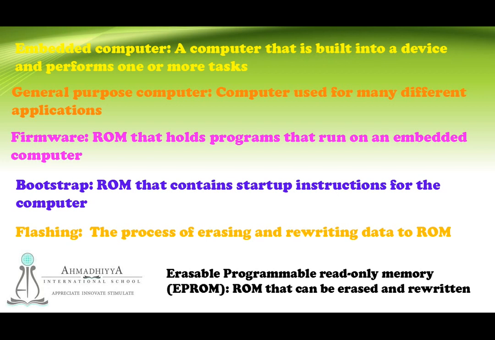There are certain types of ROM that can be erased and rewritten to. This type of ROM we call EEPROM, meaning erasable, programmable, read-only memory. This type of ROM can be found in devices where the firmware may be upgraded by the users, for example smartphones, smart TVs, and Blu-ray players. So these are the devices where users upgrade the firmware.